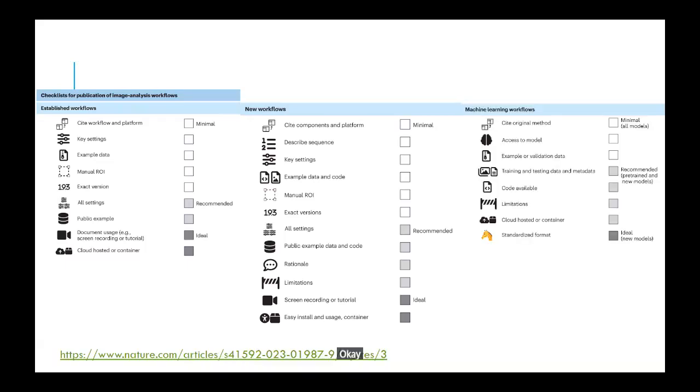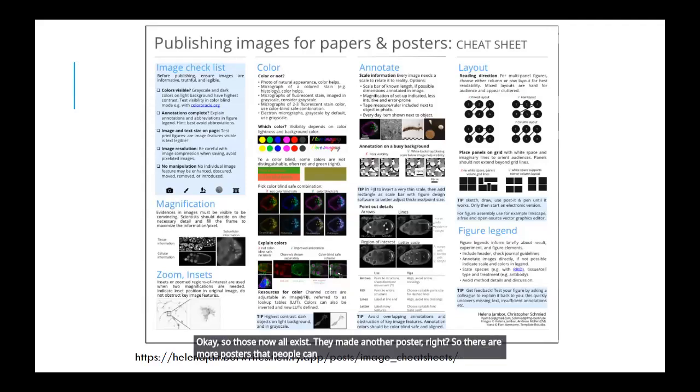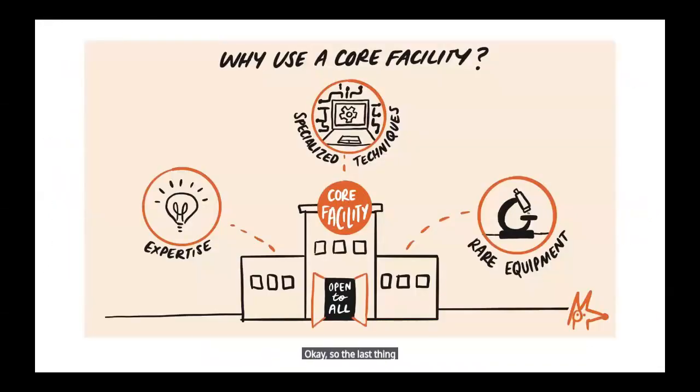Okay, so those now all exist. They made another poster, right? So there are more posters that people can put up that are now just with presentation of the data and how to do colorblind friendly. We're getting to more than 20 different signals. How can you present that? What are some of the best practices? Things like that.